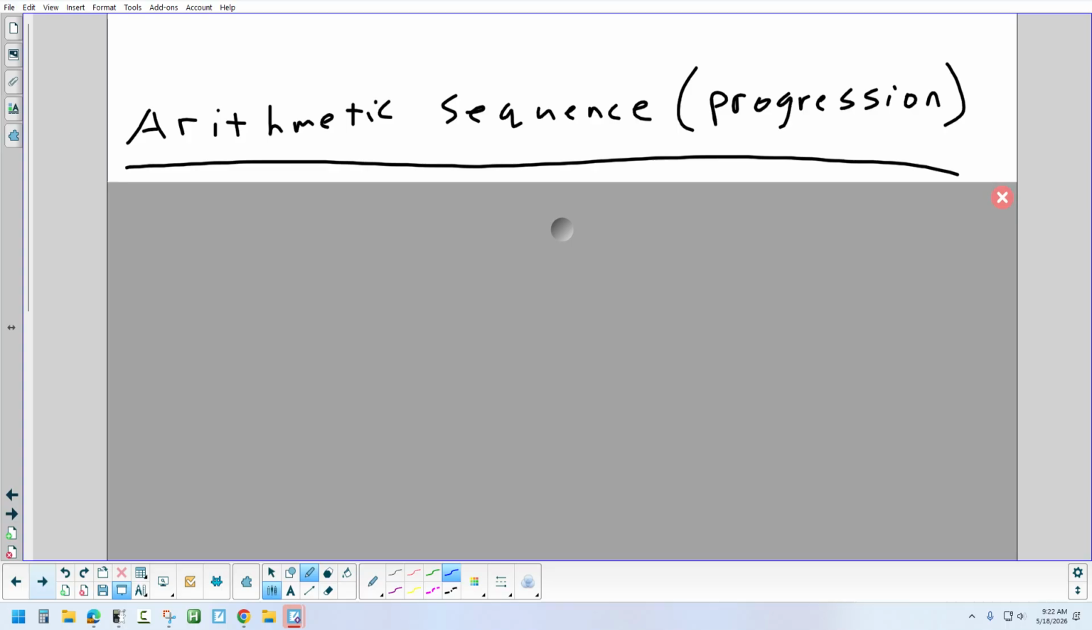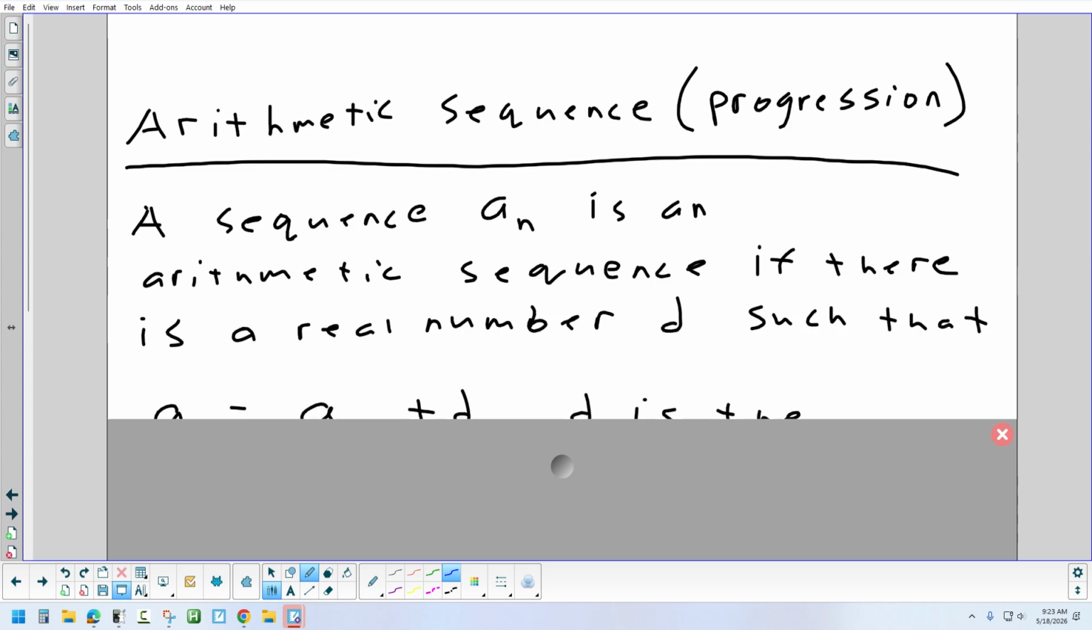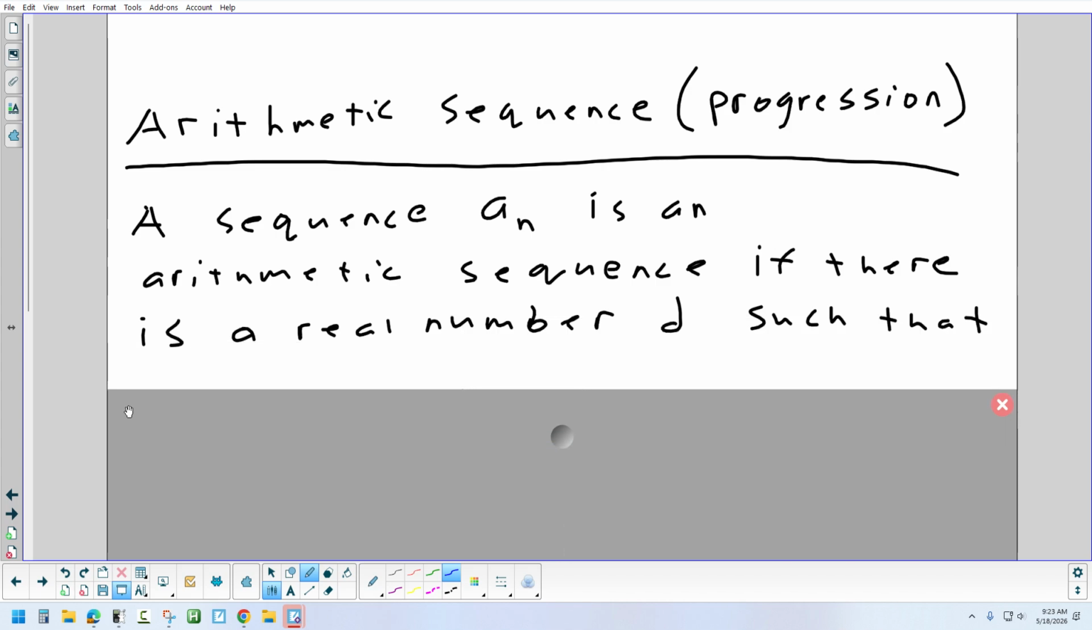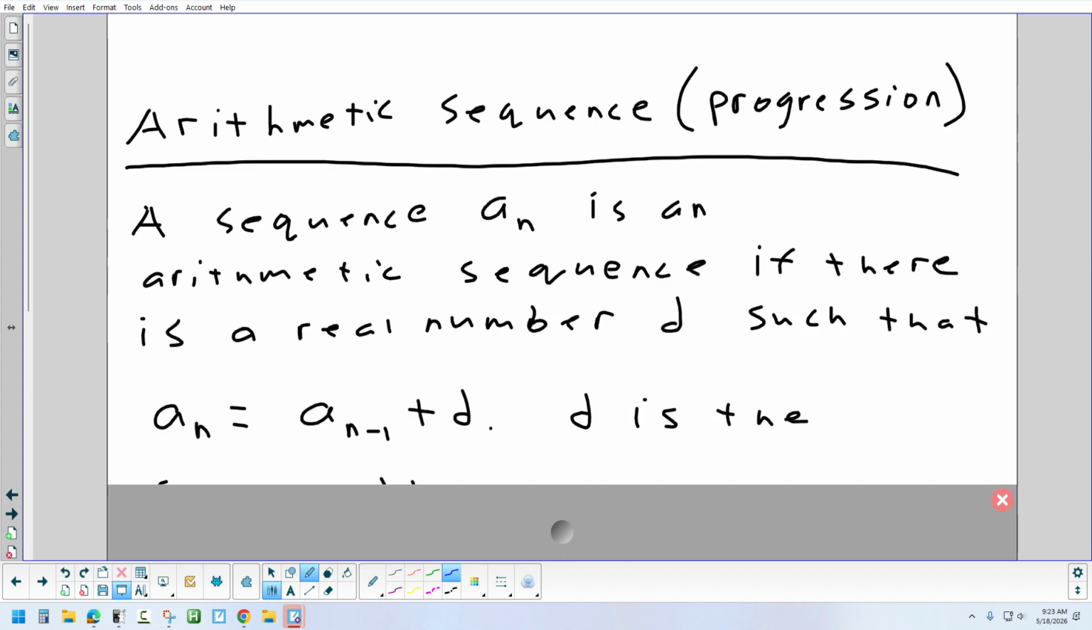All right, so we're going to look at 2 particular kinds of sequences that are very common patterns. One sequence is where you add a number over and over. Another sequence is where you multiply by a number over and over. The first kind of sequence we're going to look at is called an arithmetic sequence. Now you can pronounce it arithmetic or you can pronounce it arithmetic. It is correct both ways. I say arithmetic.